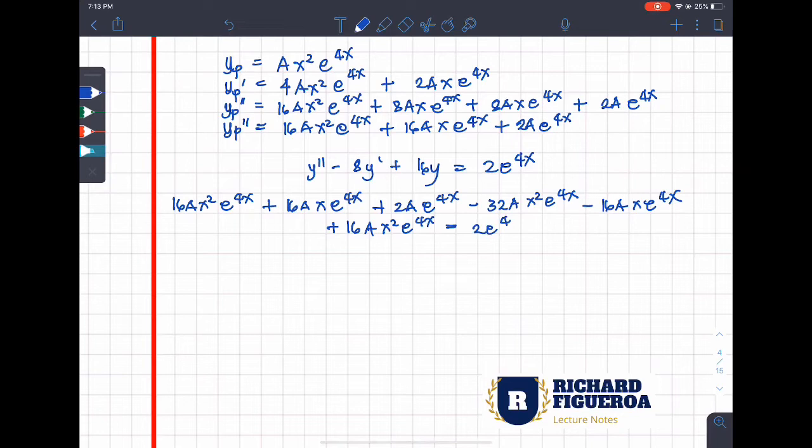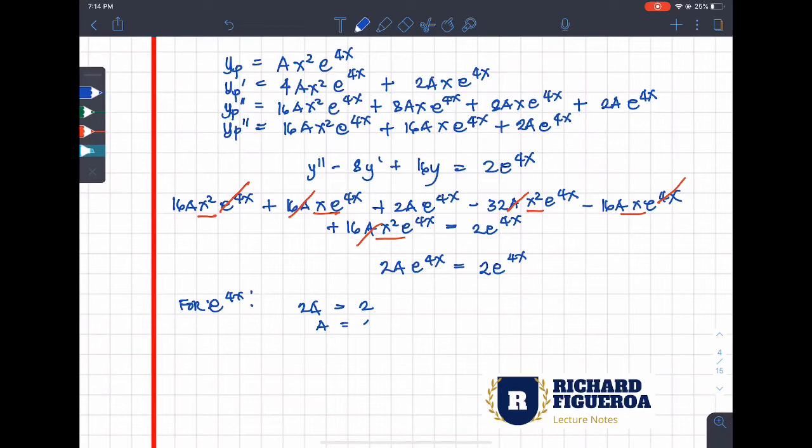So combining all similar terms, we have 16ax squared, plus 16 would be 32, and then minus 32, so that would cancel those out. And then we have those that involve x, so 16ax minus 16ax, that would cancel out as well. So leaving us with 2a e raised to 4x is equal to 2e raised to 4x. So equating those terms which involve e raised to 4x, 2a would be equal to 2, giving us a equal to 1.